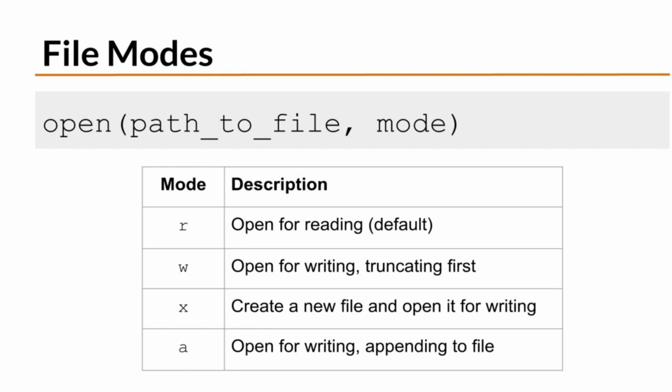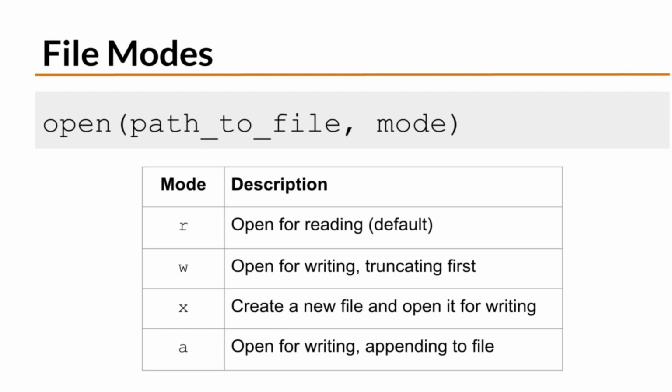If you want to write to a file, clearing any of its existing contents, use the W mode. If you want to create a new file and write to it, use the X mode. If the file already exists, an exception will be raised. Using the X mode prevents you from accidentally overwriting existing files.